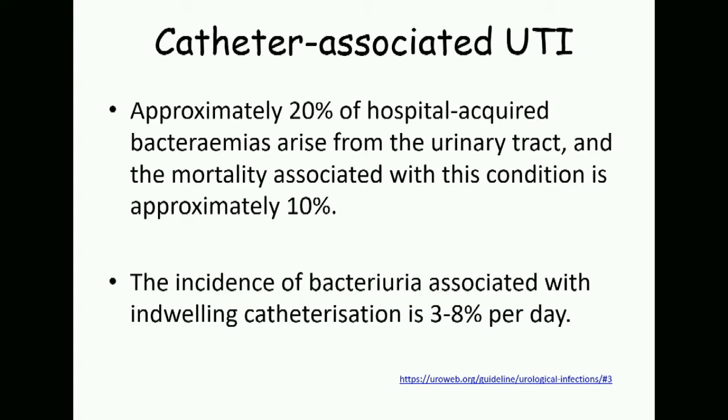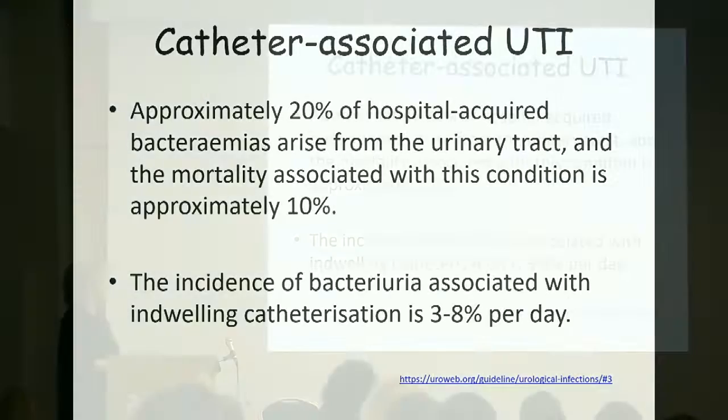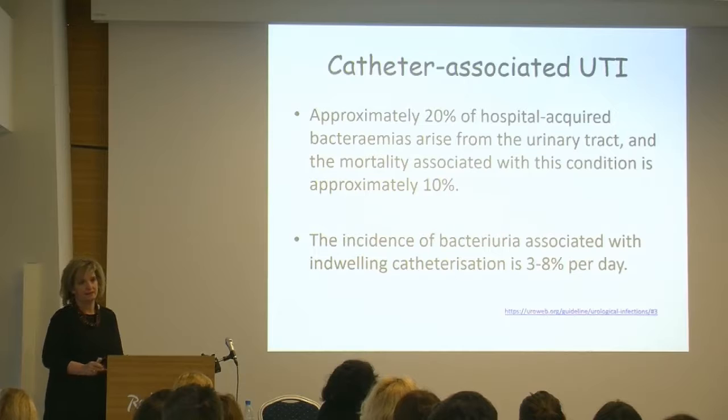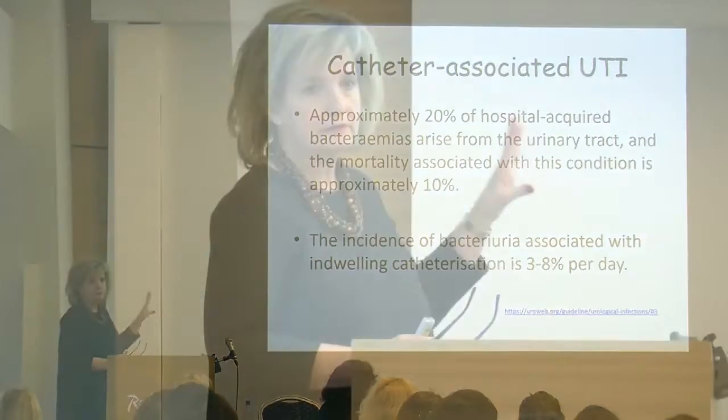Approximately one fifth of hospital-acquired bacteremia arise from the urinary tract, and the mortality associated with this condition is quite high in hospitalized patients. And the incidence of bacteriuria associated with indwelling catheterization is 3 to 8 percent per day. So you can calculate the risk after a month. It is 100% plus. So the catheter is in, the urine is positive. There are more than 10^6 bacteria in the urine even before the end of the first month of catheterization.